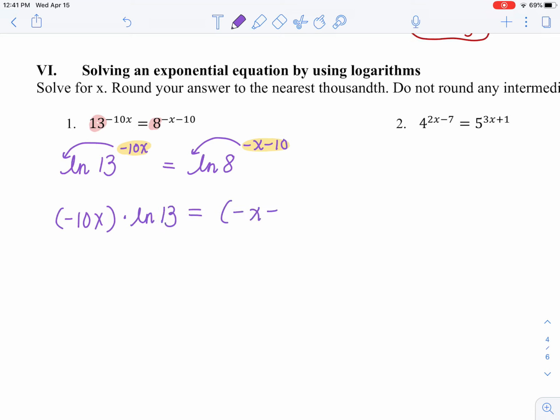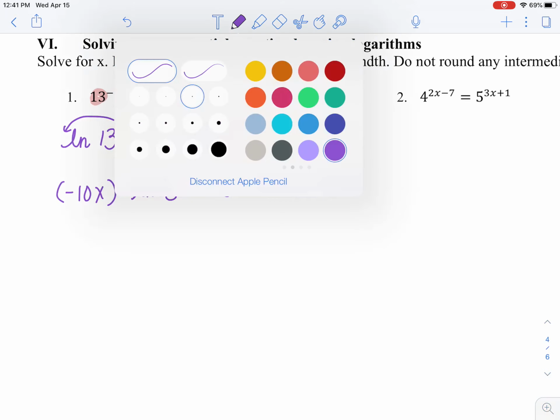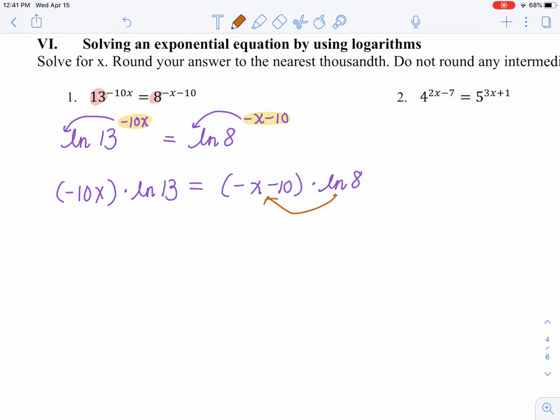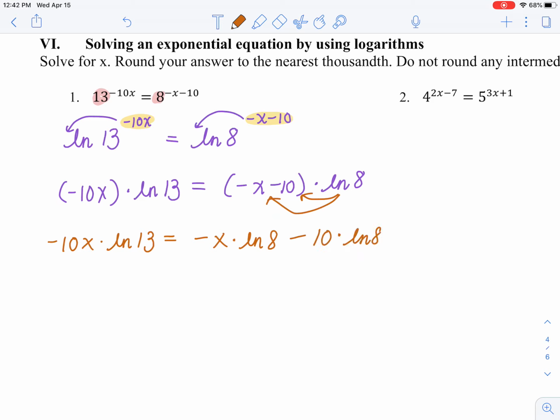So that I will have negative 10x times natural log of 13 equals negative x minus 10 times what? Natural log of 8. All right, we're going to solve for x here. I'm going to distribute the right side. Okay, then I will get negative 10x times natural log of 13, nothing changed on the left side, is equal to negative x times natural log of 8 minus 10 times natural log of 8. I just wrote natural log of 8 next to negative x and negative 10.